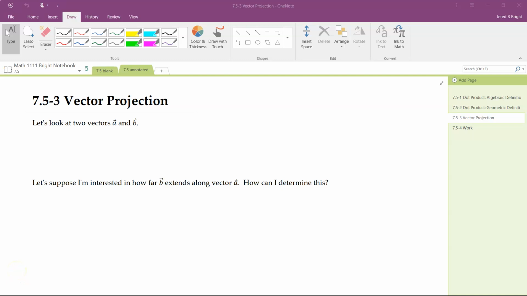Welcome back, Professor Bright here, and we're going to look at a couple applications with dot product. The first one that we're going to look at is vector projection.